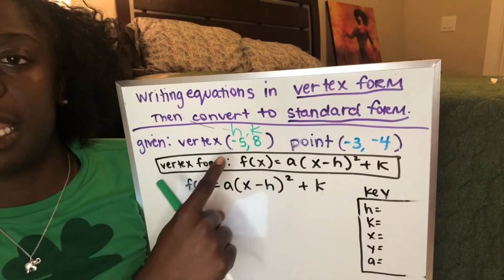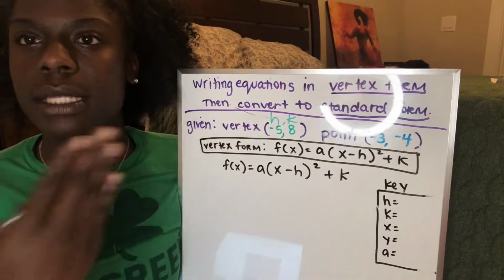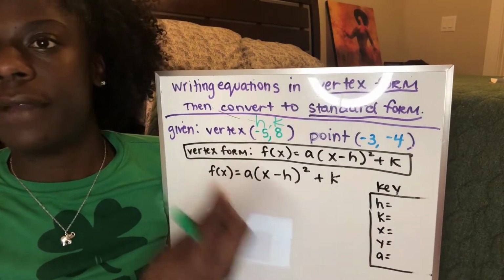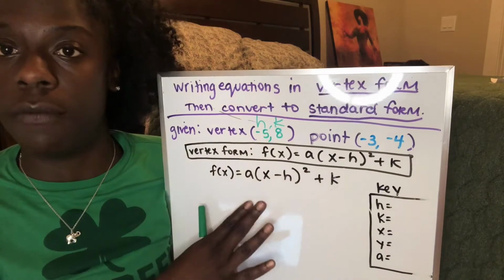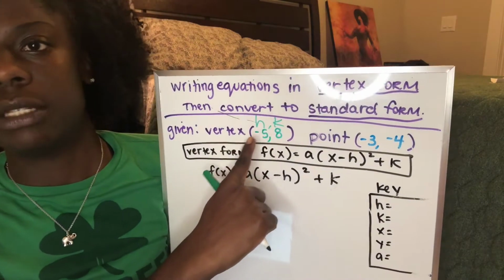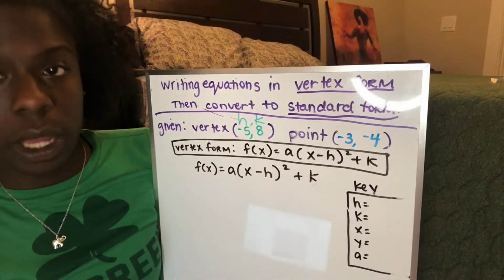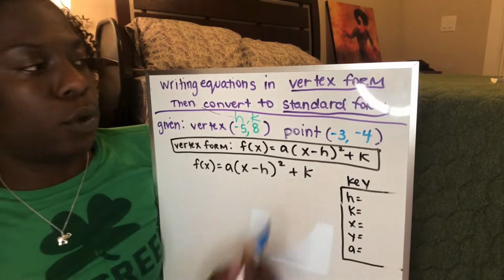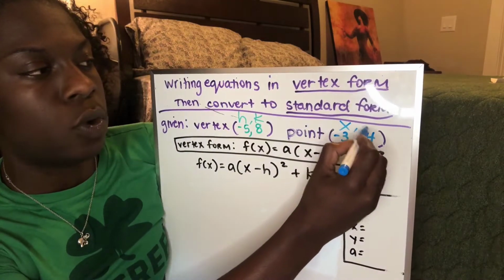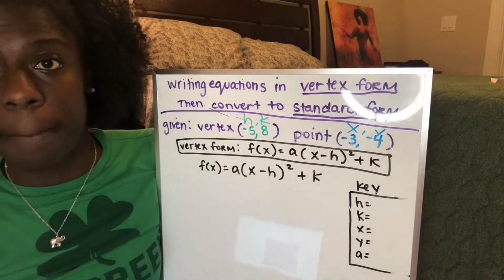So our vertex is labeled (h, k), the same as x and y, but here we have to be very specific about those two values with our vertex form, so they use the letters h and k. Then we have our point, which is (-3, -4), and that's just our simple coordinate, and we use that as x and y, okay?